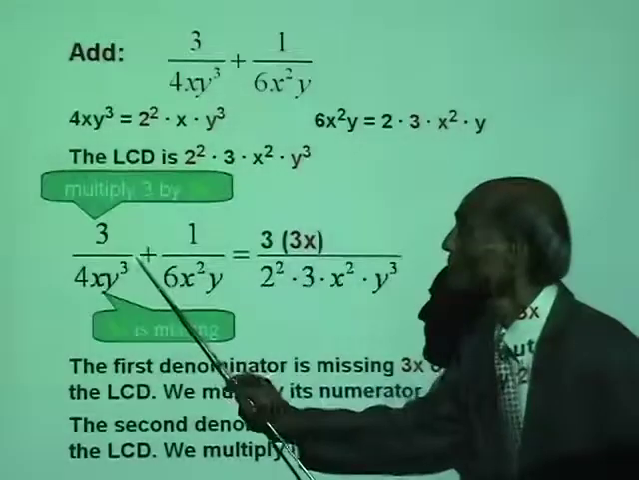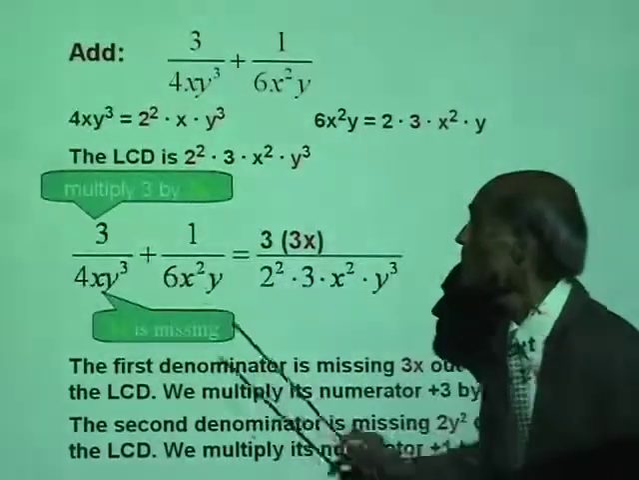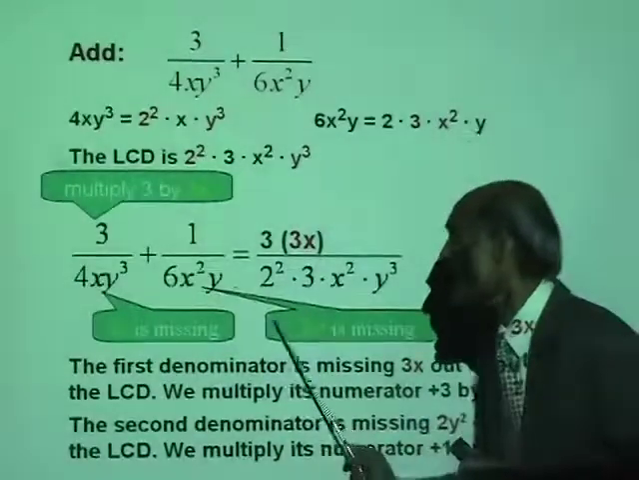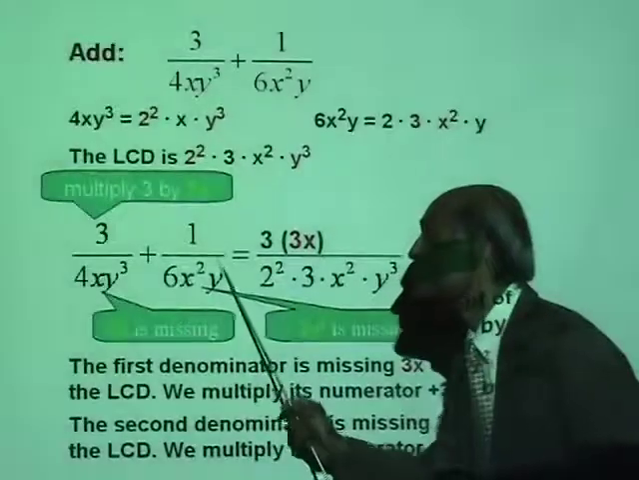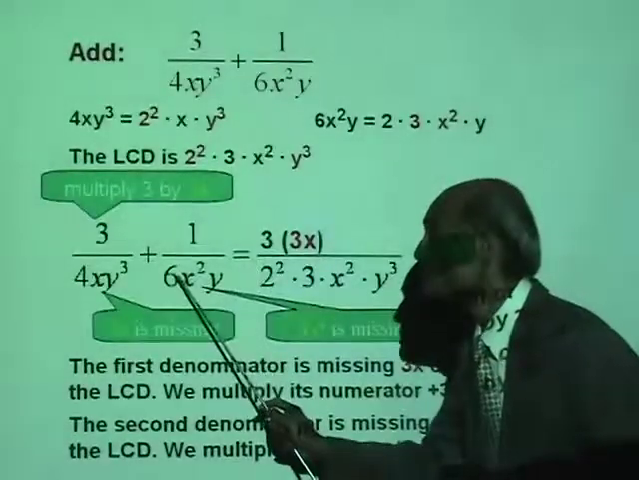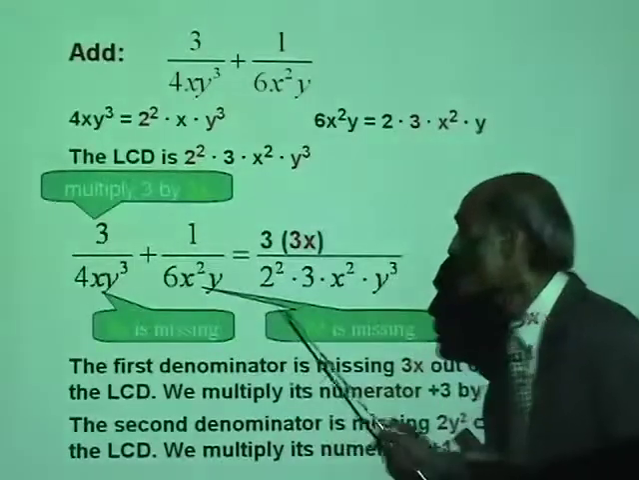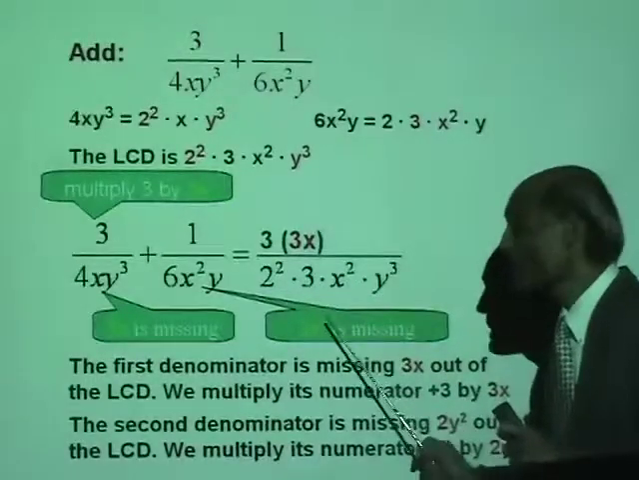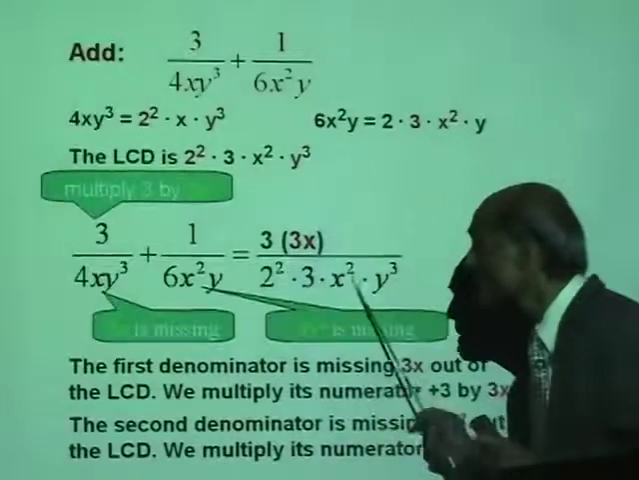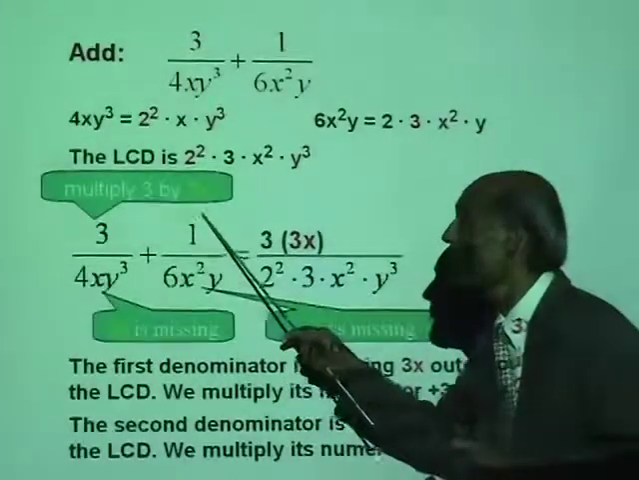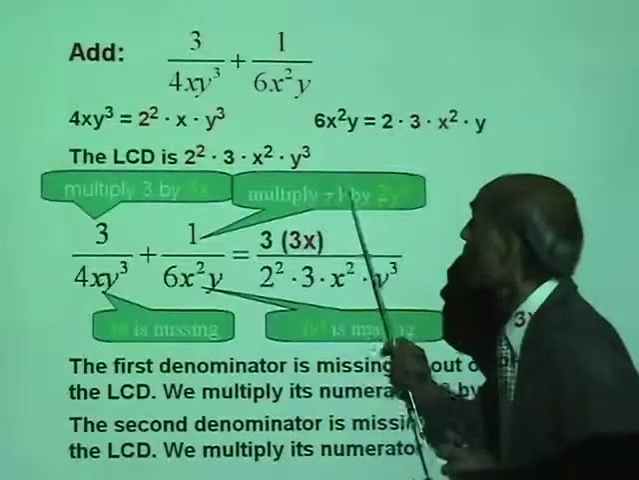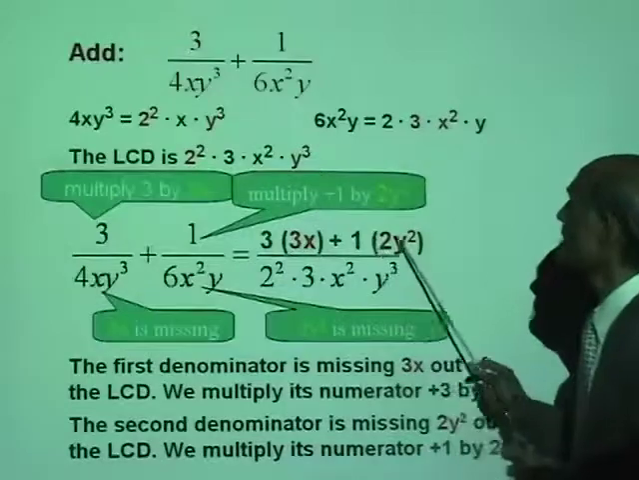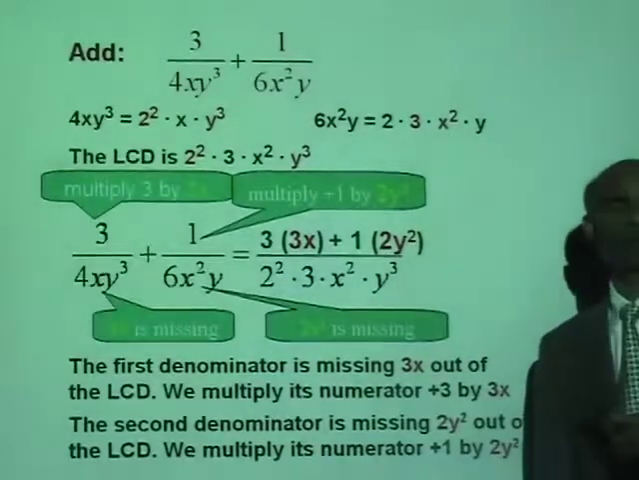And therefore, the plus 1 will get multiplied by that 2y squared. I hope you understand how the 2y squared is missing here. You see, if you multiply 6x squared y with 2y squared, you will get this LCD. So that 2y squared of the LCD is missing there. We multiply the numerator positive 1 by that 2y squared. So that will be plus 1 times 2y squared.